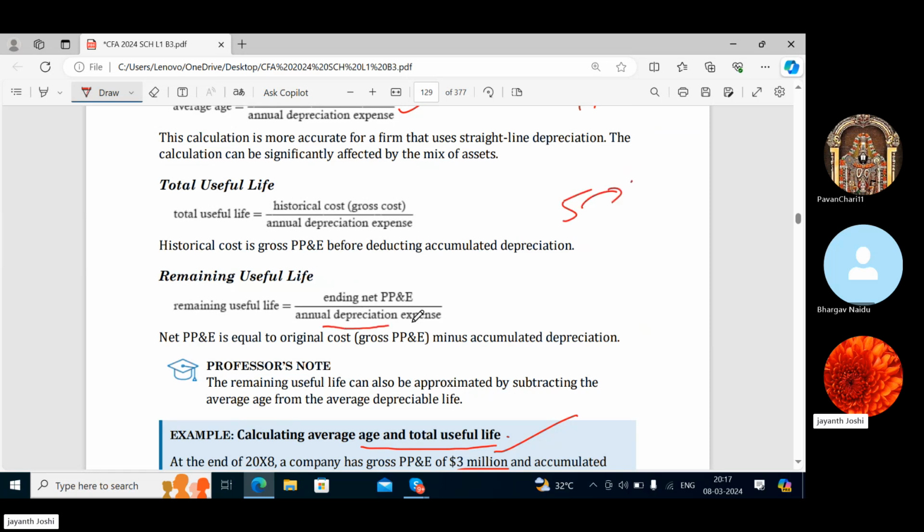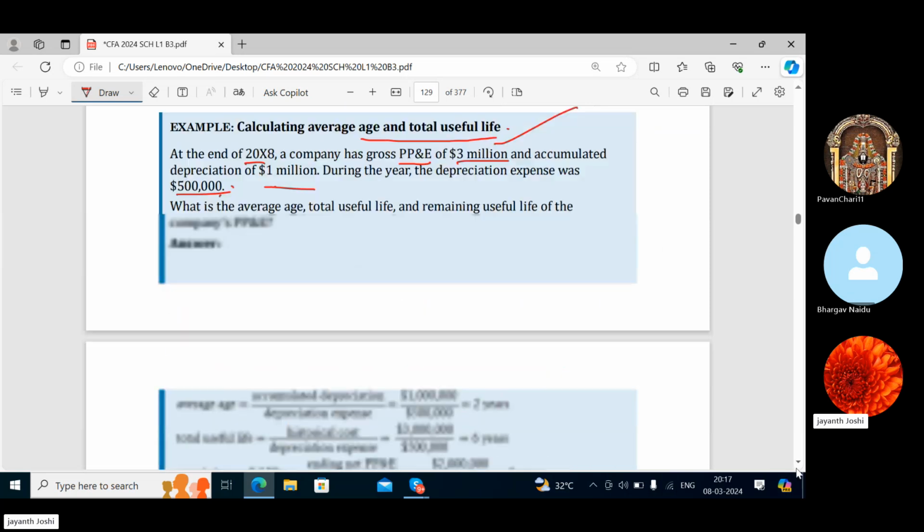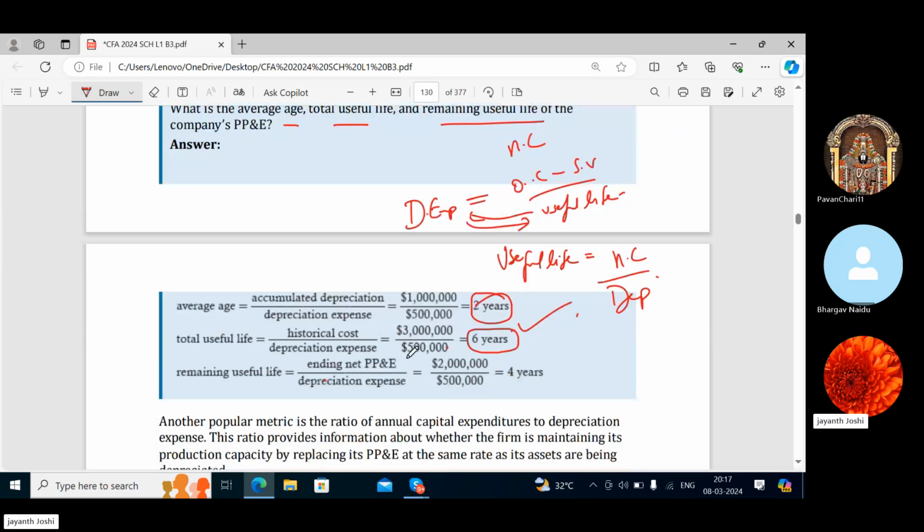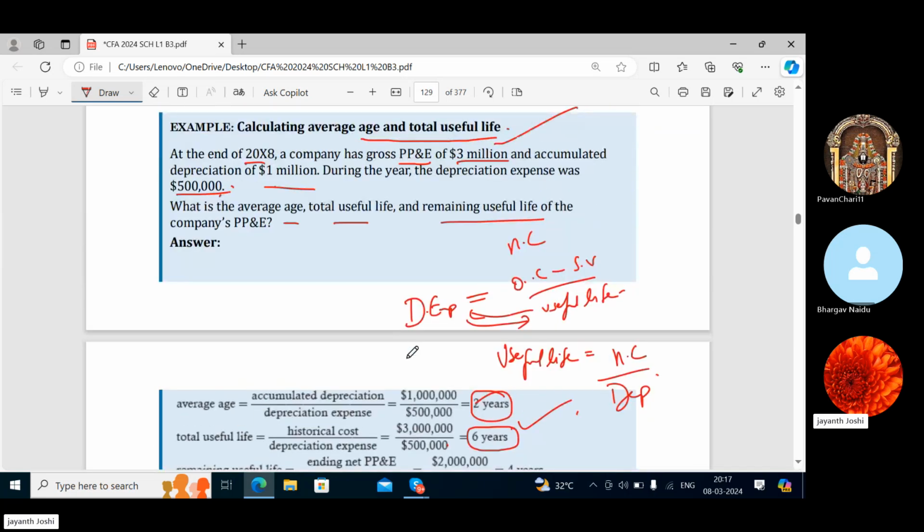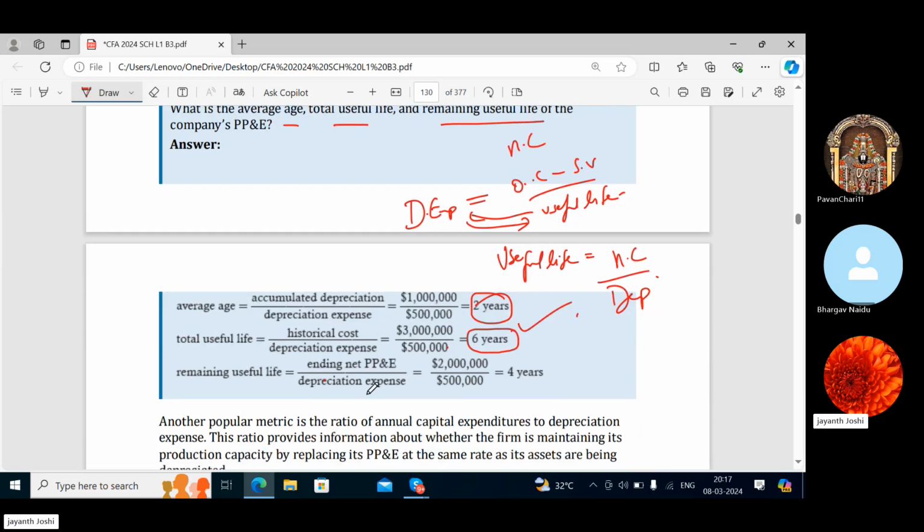Divide by annual depreciation expense will tell us still how many years the asset is to be used. In this case we have ending net PPE. So how will we get ending net PPE? 2008's gross PPE is 3 million. We'll remove the accumulated depreciation, and we'll get the ending net value divided by depreciation expense.